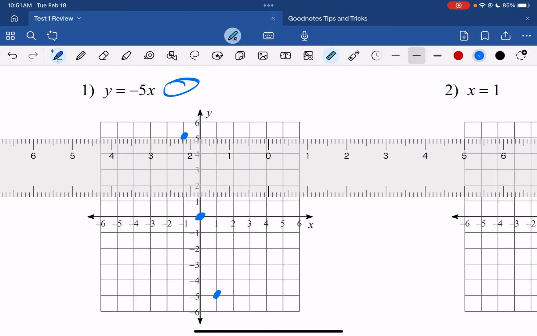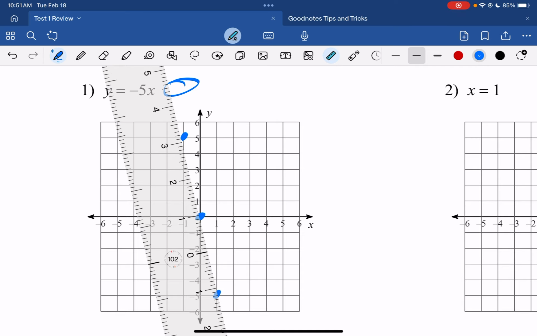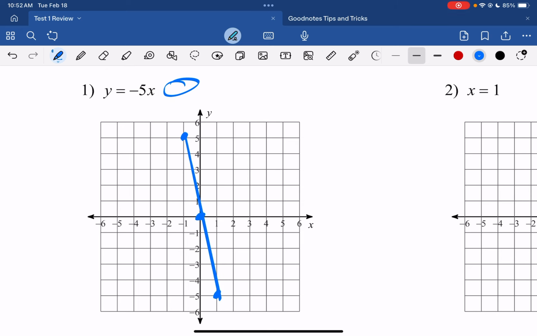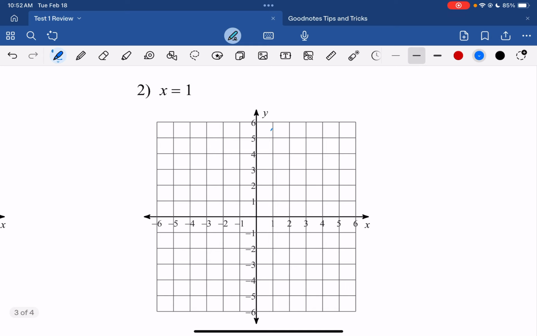And then we just take those, connect them together like this. And make sure that we put an arrow on the end of each side. Now for number 2, this is a vertical line. It goes through the intercept at 1, the x-intercept, right? So you see x is 1. So we go vertical right through here.